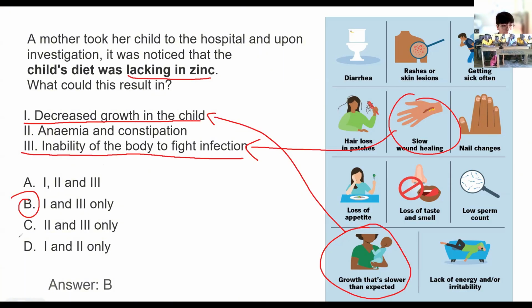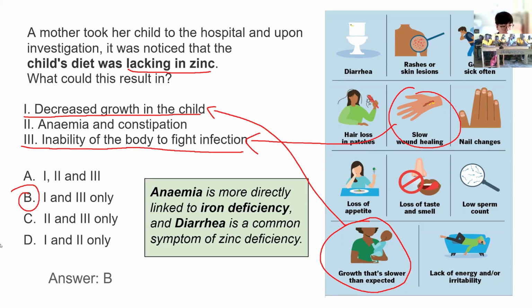And anemia is more directly linked to iron deficiency. It's not about zinc deficiency. And diarrhea is a common symptom of zinc deficiency and not constipation. So that's why the answer is B.